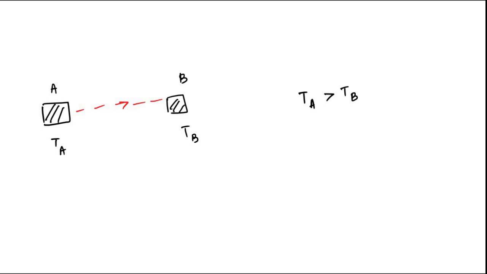As heat energy moves from A to B, A is losing energy and B is gaining energy. So the temperature of object A will go down, and the temperature of B will go up. And finally, when both the temperatures become equal, which is called the equilibrium temperature or thermal equilibrium temperature, then the flow of heat stops.